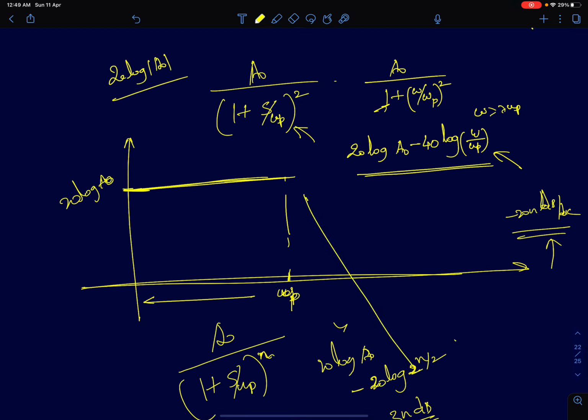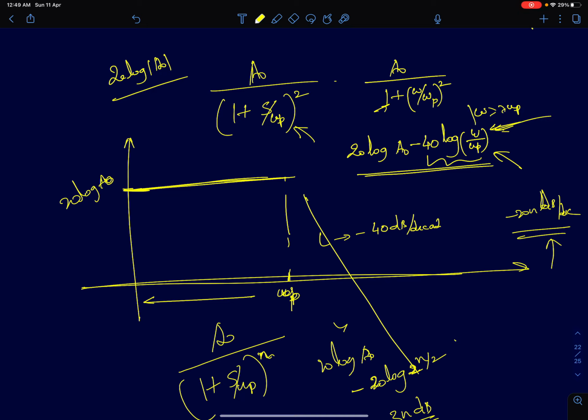This will be a straight line, and the slope of this straight line will be minus 40 decibels per decade. You can very easily verify that here. Let's assume I'm changing my frequency by 10 times. If I change my frequency omega by 10 times, then it's going to change at the rate of 40 decibels for every decade change in the frequency. We have already seen how it behaves for a pole at DC system.